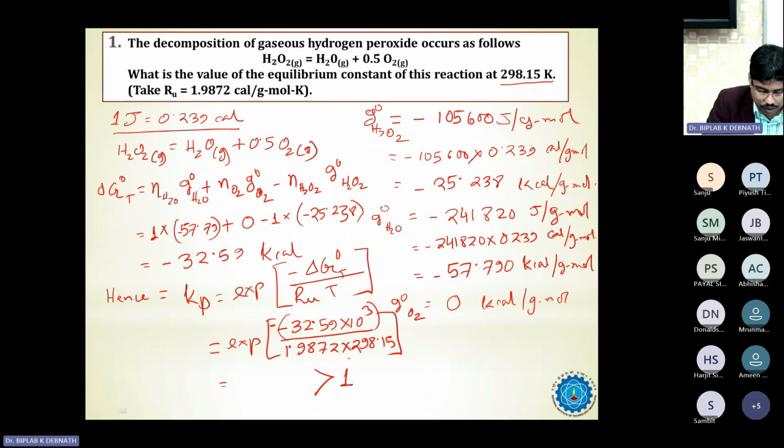If Kp is greater than 1, then the reaction is what? Product favored. Okay, so this is how we can solve a particular problem and understand whether the reaction is product favored or reactant favored.